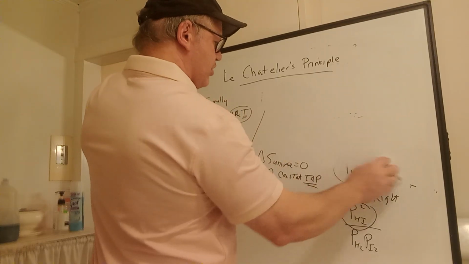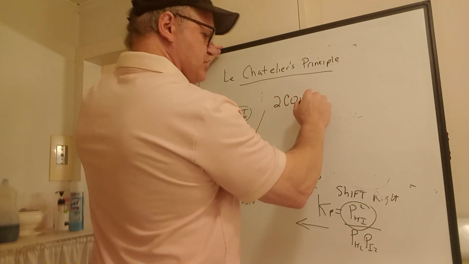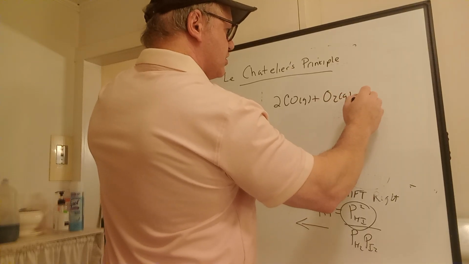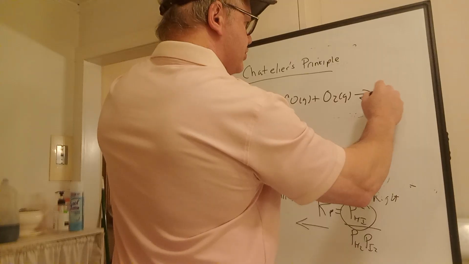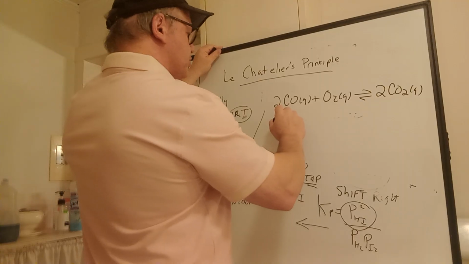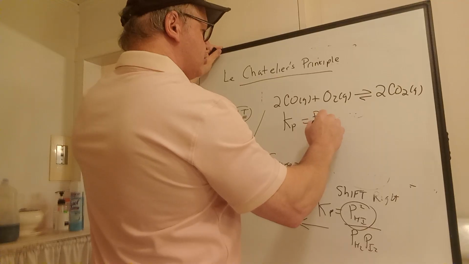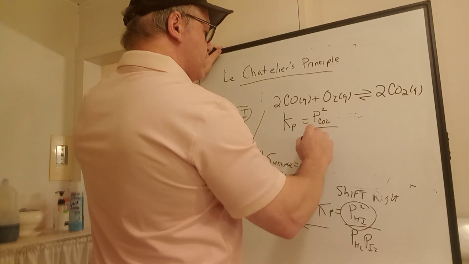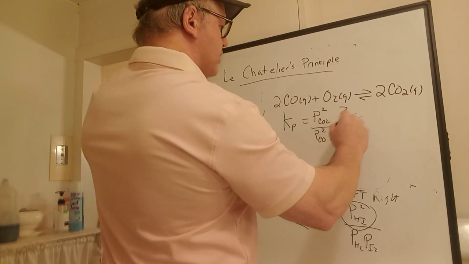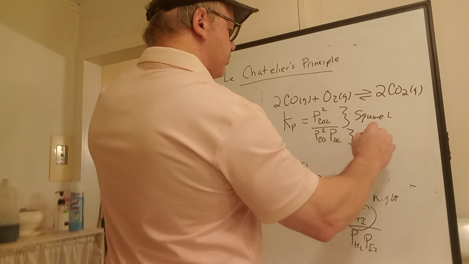This is actually written in the notes: 2 carbon monoxide gas plus O2 gas, going in equilibrium with 2 CO2 gas. It's easier to think about this in terms of partial pressures. Kp is equal to P CO2 squared over P carbon monoxide squared and PO2 to the first power. So in total, we have something squared here and something cubed here.